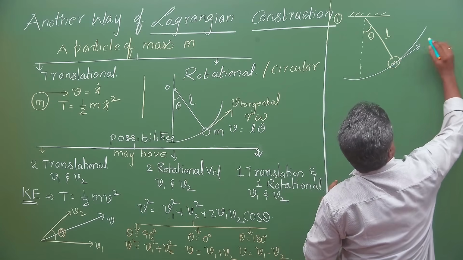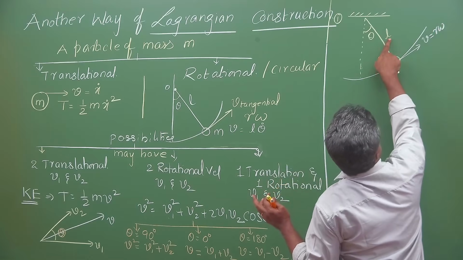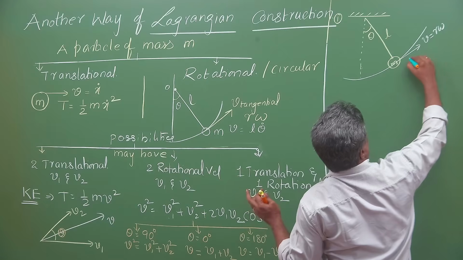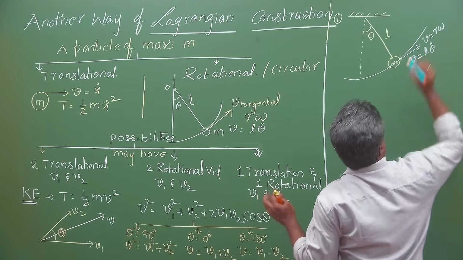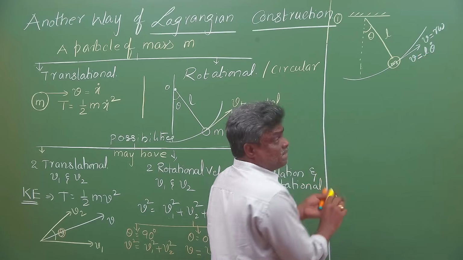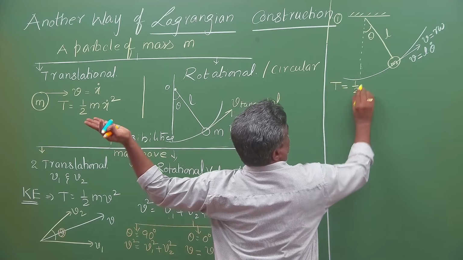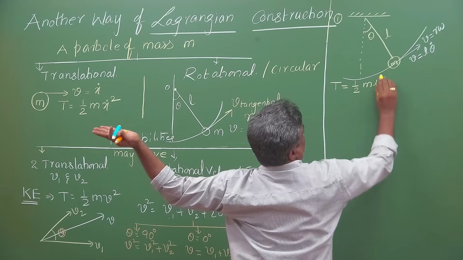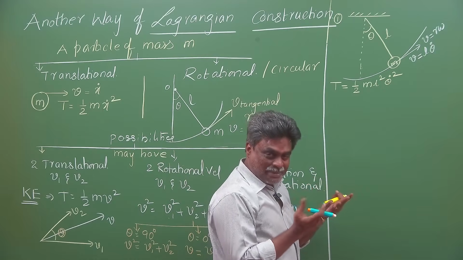Everybody knows what the circular motion velocity is. V equals, what is R? What is omega? V equals r omega, that's it. Single velocity or multiple velocities, sir? Kinetic energy equals half m v square. See, we are not writing many steps.